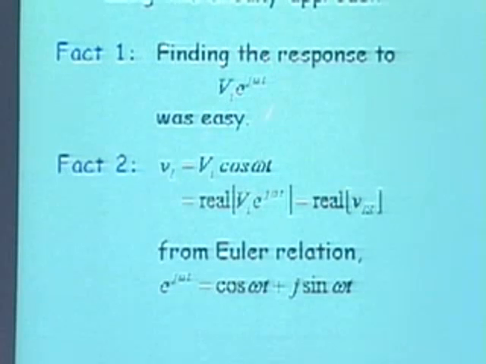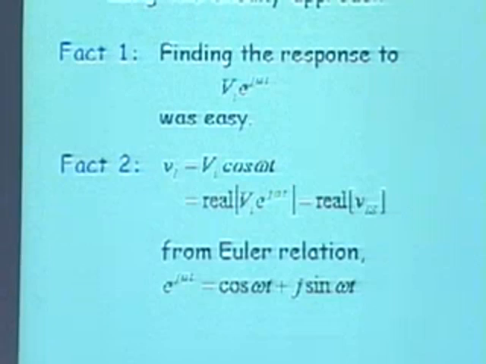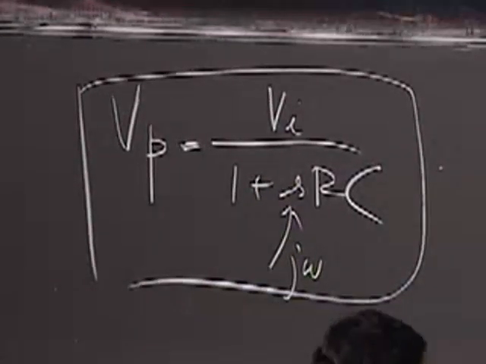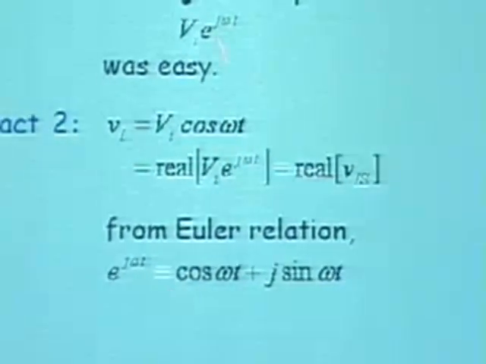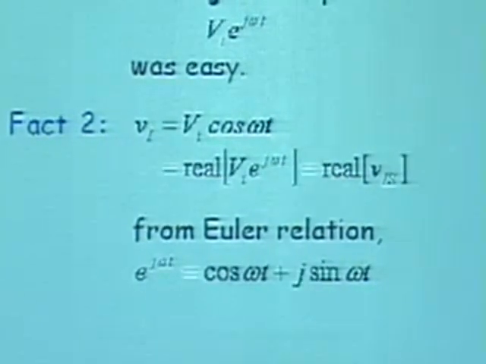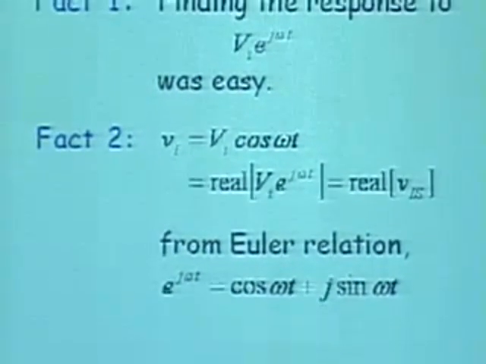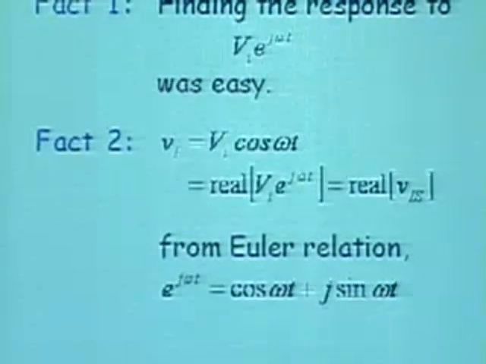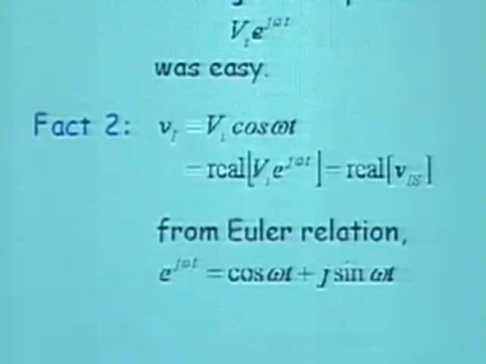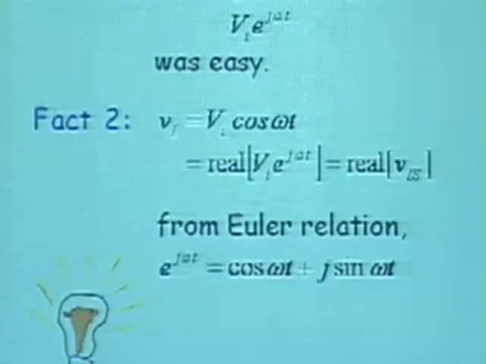So the first fact was that finding the response to VI e to the j omega t was easy. And the response was this, times e to the j omega t. That was easy. And the second part is that the real part of this, VI cosine omega t, was our input. So to draw the connection between two steps, finding the response to VI e to the j omega t was easy. The real part of that was the input we cared about. Okay, our light bulb's going off.